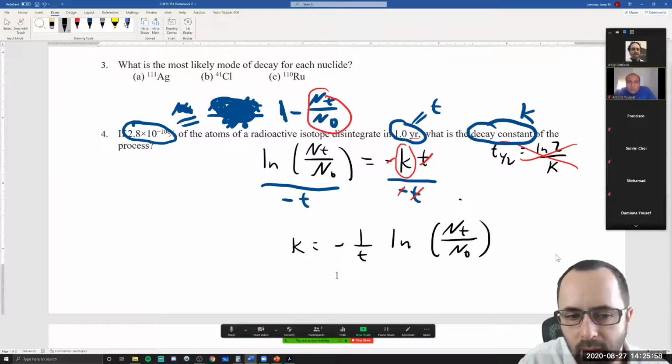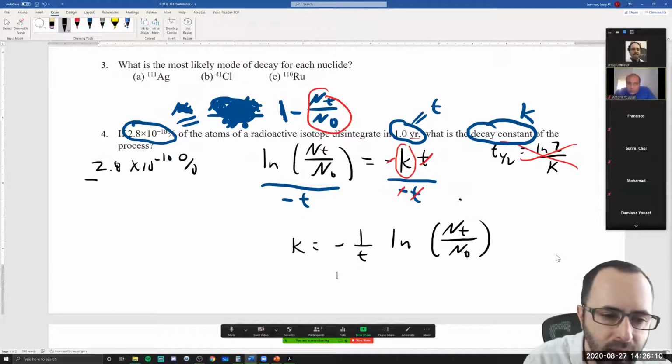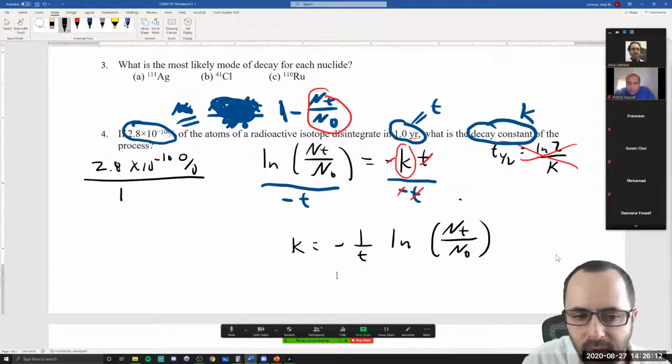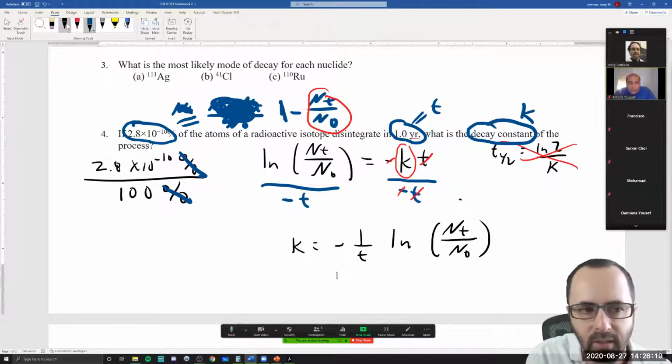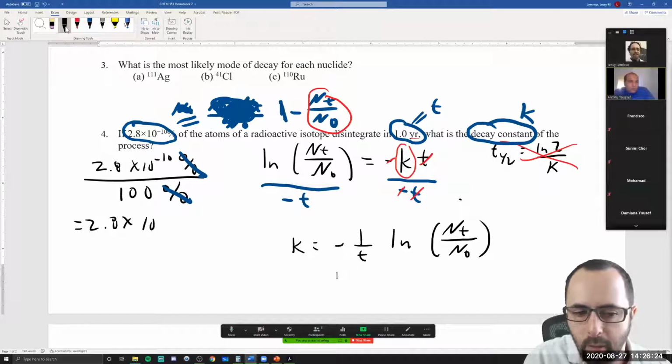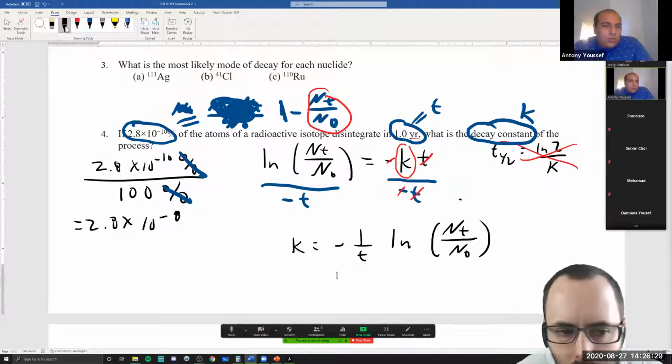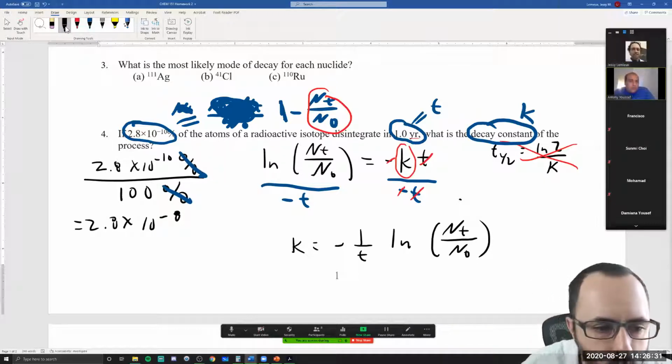So let's look at this and convert it to a fraction now, not a percentage. So we have 2.8 times 10 to the minus 10%. We're going to instead make this into a decimal, so we're going to divide by 100%. That gets rid of percent. And now we have this in decimal form. It's 2.8 times 10 to the minus 8. Or 12, yeah, sorry.